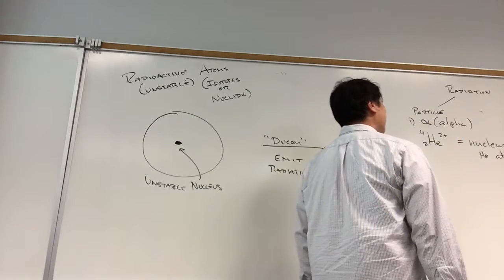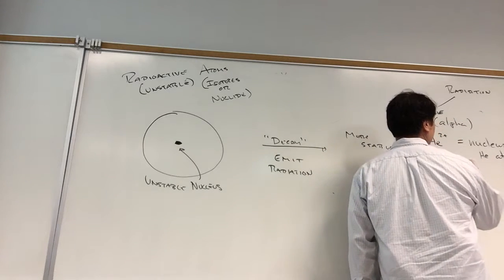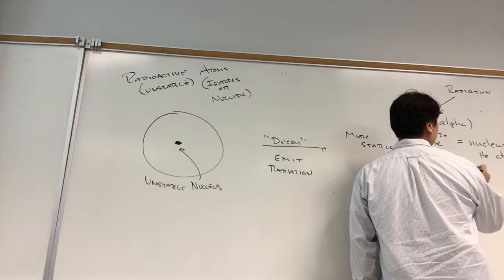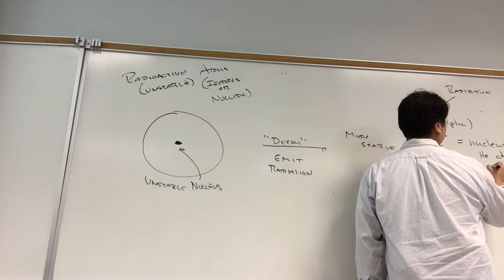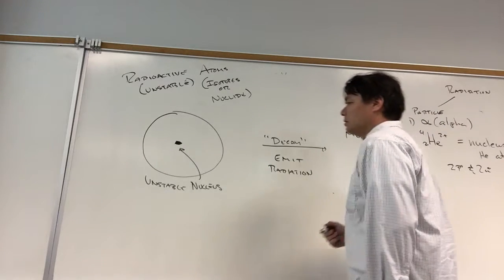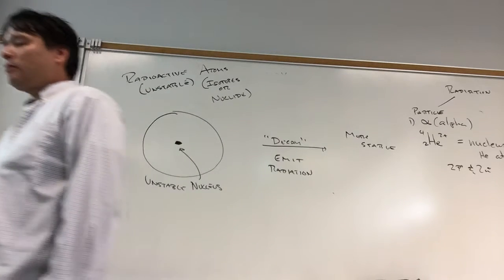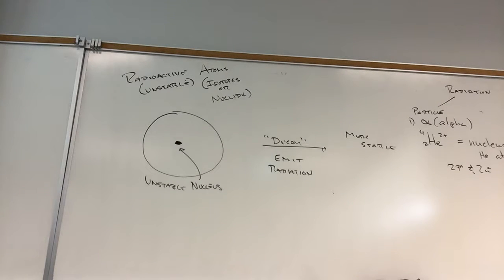And so what happens is, well, what is the nucleus of the helium atom? The nucleus of the helium atom consists of 2 protons and 2 neutrons, a cluster. And so when an alpha particle is emitted, a chunk of the nucleus breaks off. The chunk of the nucleus is 2 protons and 2 neutrons as a cluster. That 2 protons and 2 neutrons is essentially equivalent to a helium nucleus.